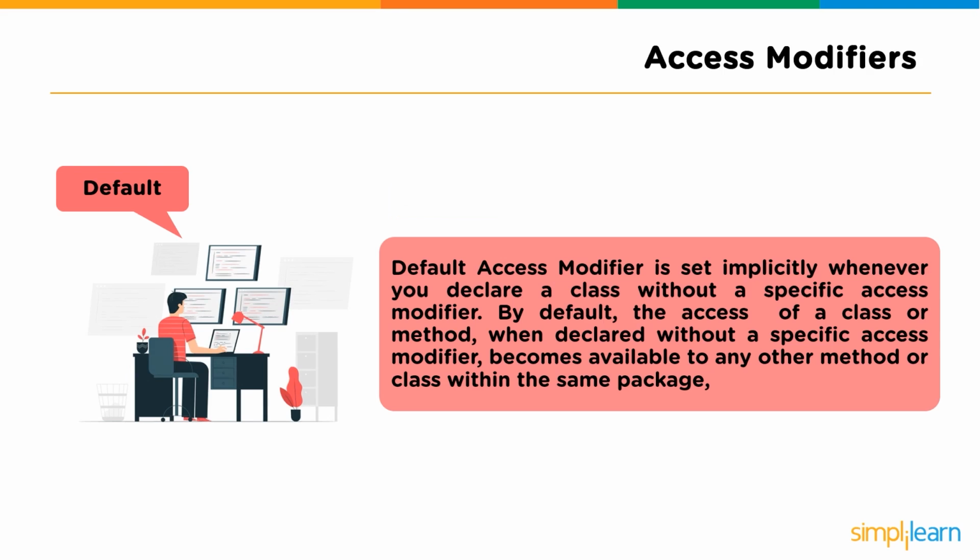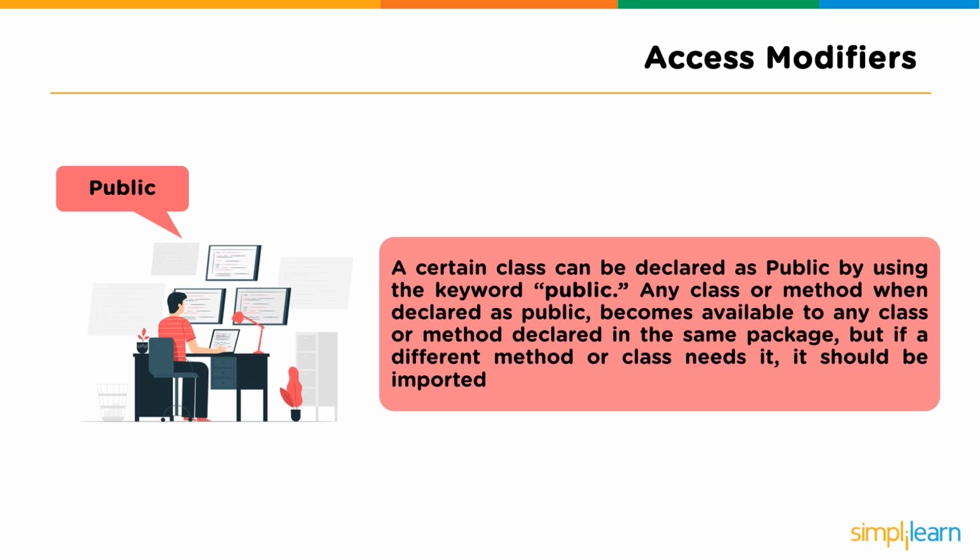So what is default? Default access modifier is set implicitly whenever you declare a class without a specific access modifier. By default, the access of a class or method, when declared without a specific access modifier, becomes available to any other method or class within the same package. And in Java, the default is public.